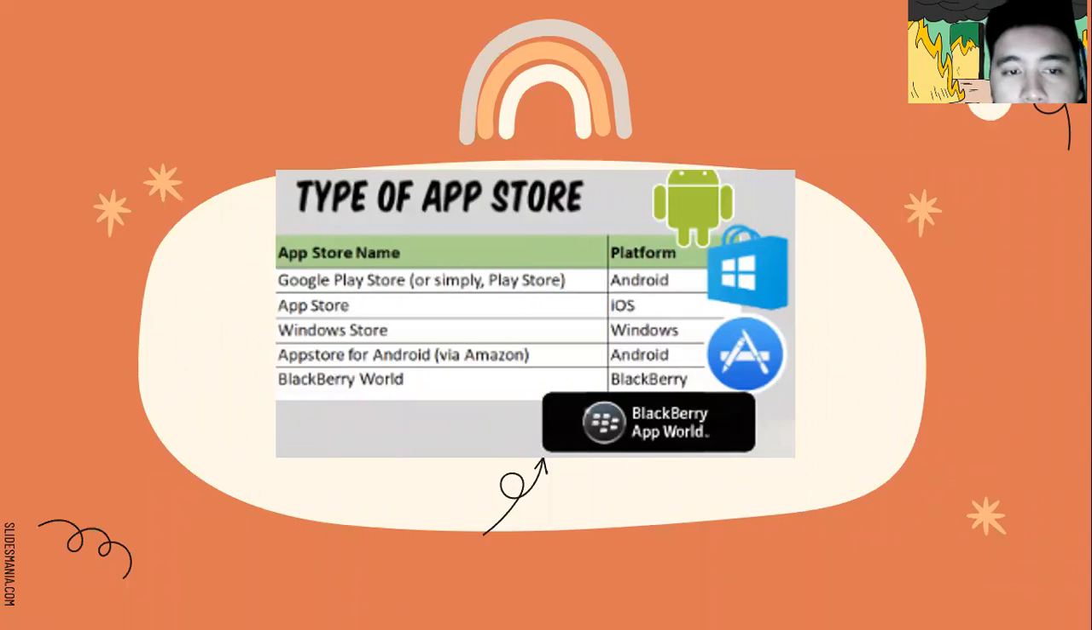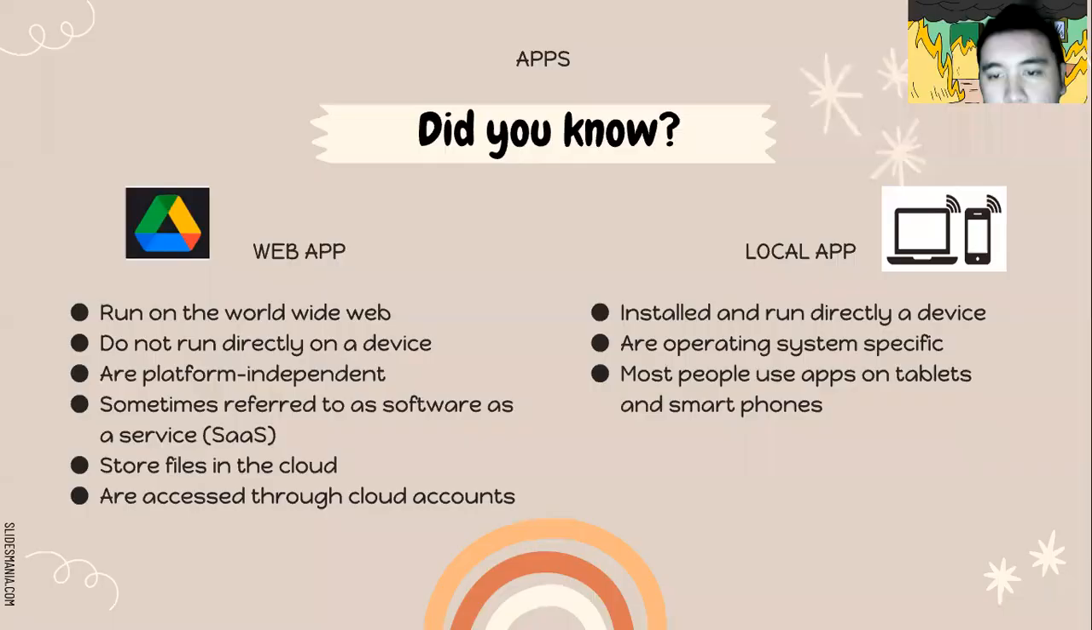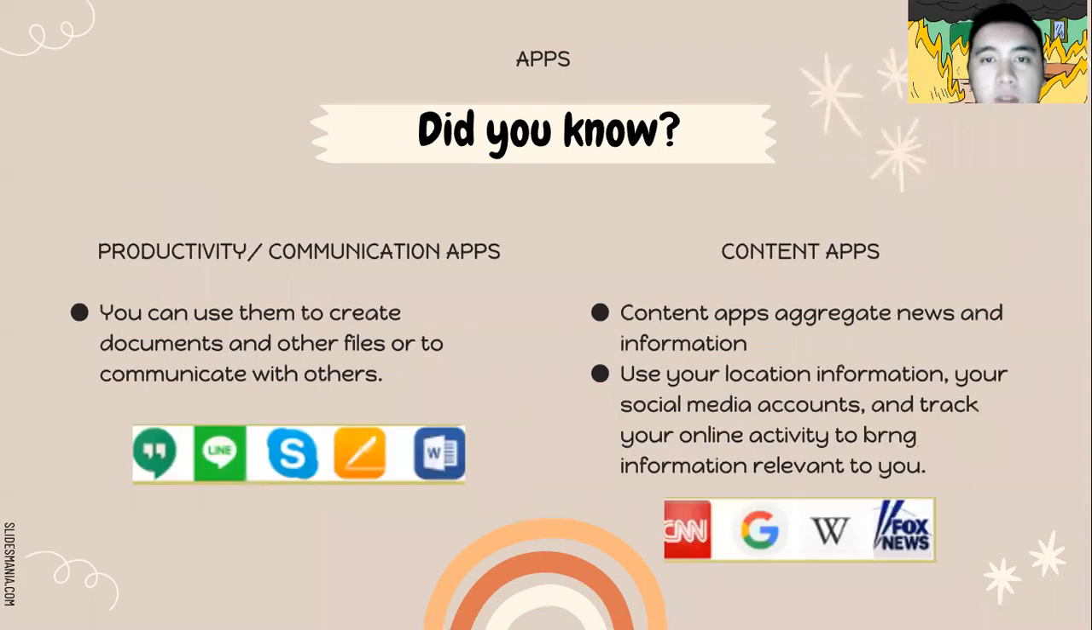And the types of app stores that people use today on different phones: Google Play Store or simply Play Store, App Store, Windows Store, App Store for Android via Amazon, BlackBerry World. Did you know that in apps there are web apps and local apps? Web apps, which mostly use Google Drive, run on the World Wide Web, do not run directly on a device, are platform independent, sometimes referred to as software as a service. They store files in the cloud and are accessed through a cloud account. Local apps are installed or run directly on a device and are operating system specific. Most people use apps on tablets and smartphones.